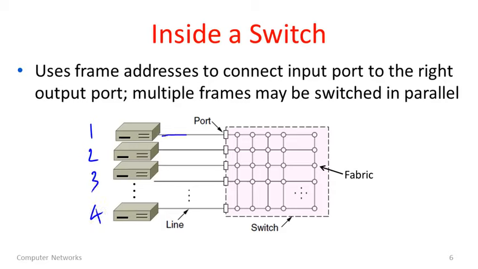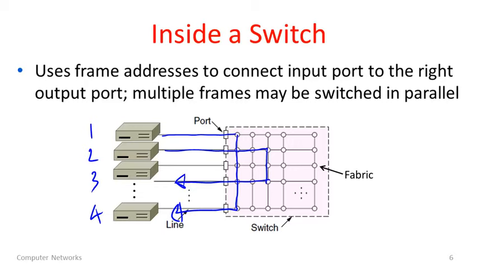If I send a frame in here, it might be destined to the host on port 4. I would then send it through the switch fabric and out port 4. At the same time, the host on port 2 might be sending a frame to the host on port 3 using a different path through the switch fabric.